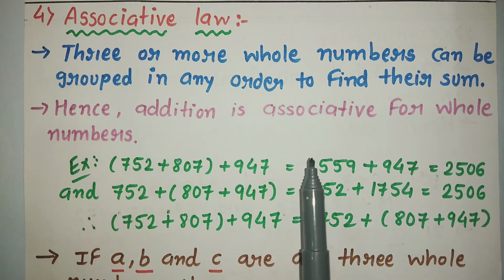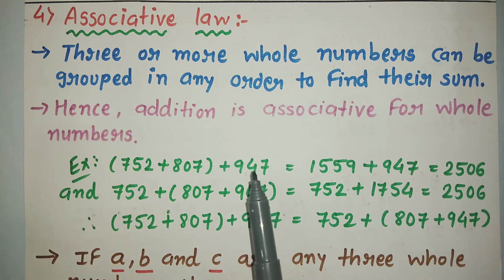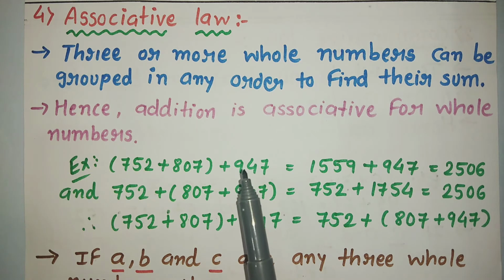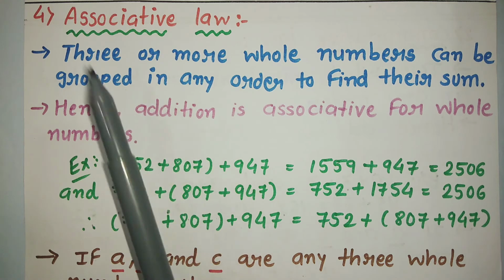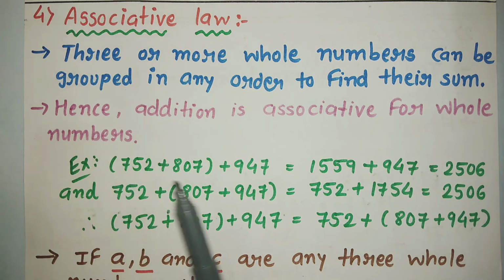No. First of all, we have to add any 2 numbers and then I will add the other number. So here we are making a group. This making of a group is known as association. So what does this property indicate? Hence addition is associative for whole numbers. Here we will prove why addition is associative.